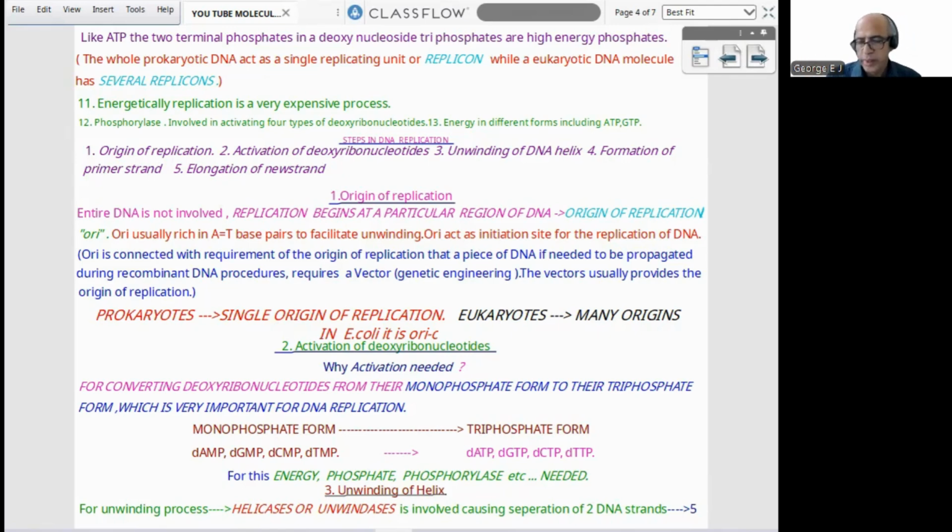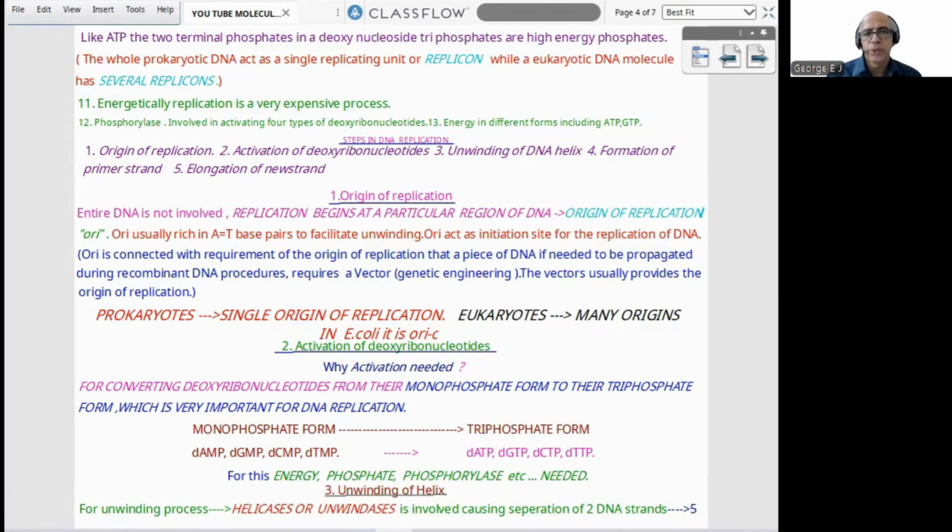12th one, phosphorylase, involved in activating 4 types of deoxyribonucleotides. 13th, energy in different forms, including ATP and GTP. So minimum all these things are needed. NCERT 11. Now steps in DNA replication. Theory entrance question again. We can find 5 steps basically: origin of replication, activation of deoxyribonucleotides, unwinding of DNA helix, formation of primer strand, elongation of new strand.